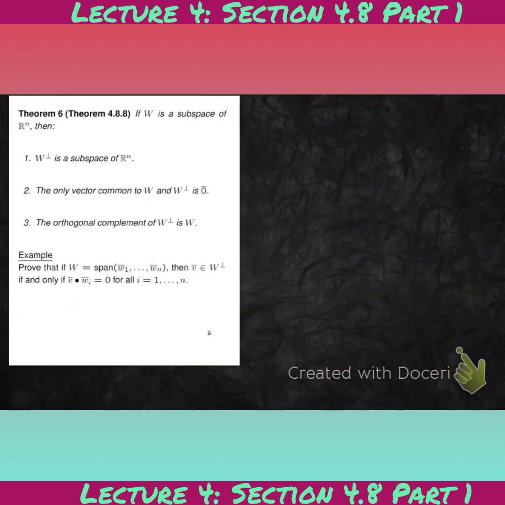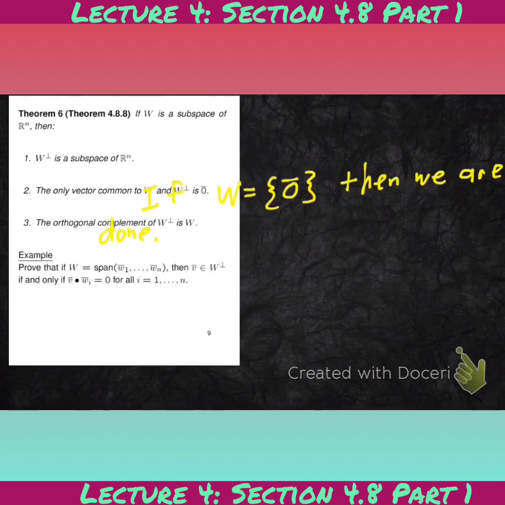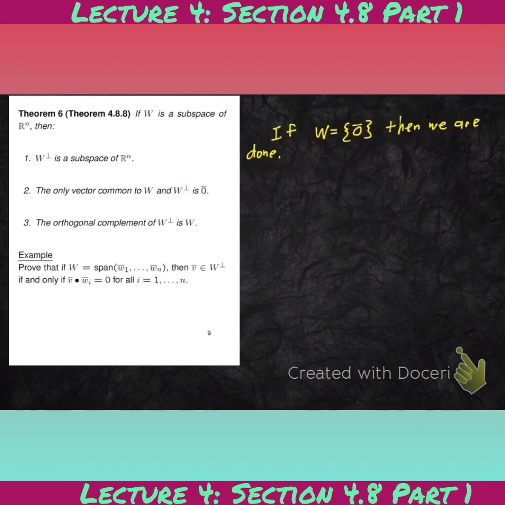Okay. Right, so let's look at the proof of the second property. The only vector common to W and its orthogonal complement is the 0 vector. Let's look quickly at the first case, where W is the subspace containing only the 0 vector. So let's see what happens there. If W is only the 0 vector, then we are done, because the orthogonal complement of W also contains the 0 vector, and so the intersection between W and its orthogonal complement is only the 0 vector, so then we are done.